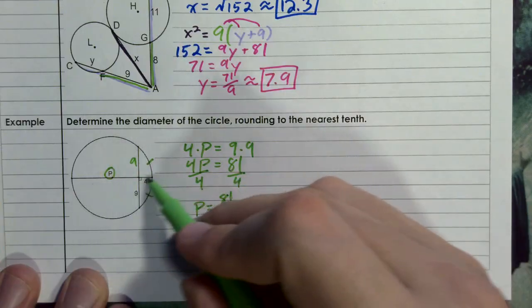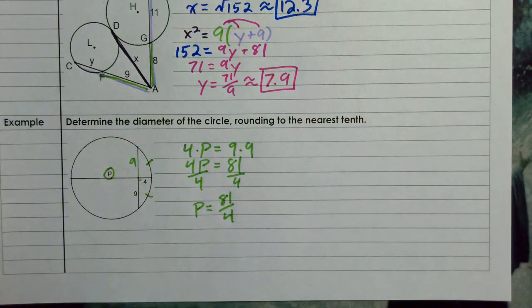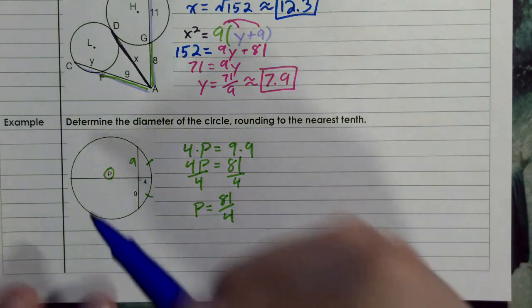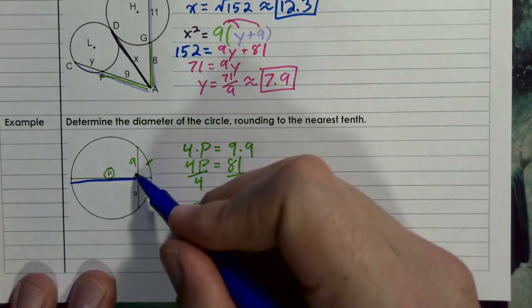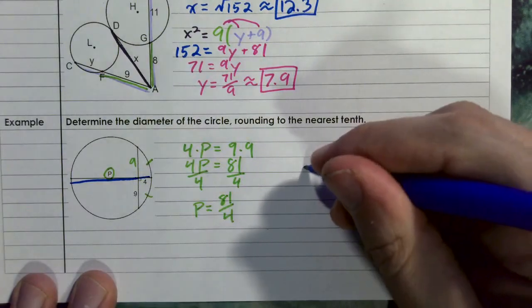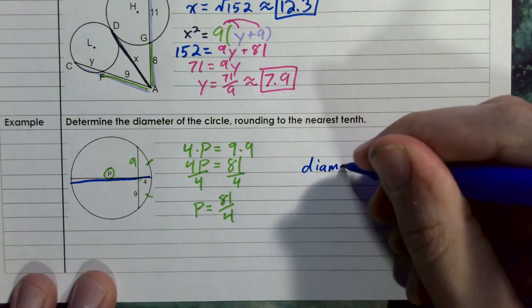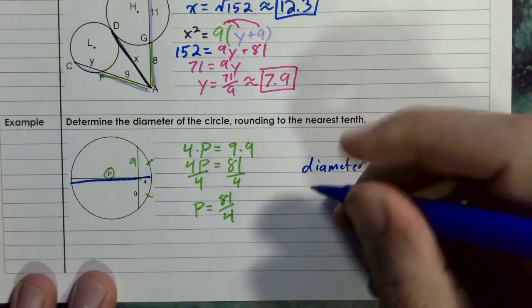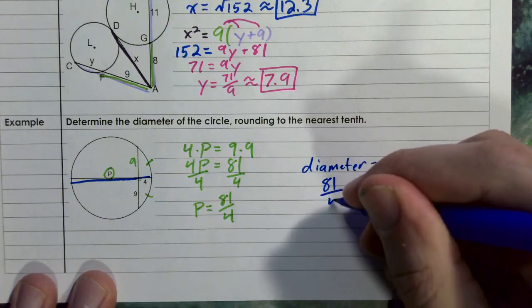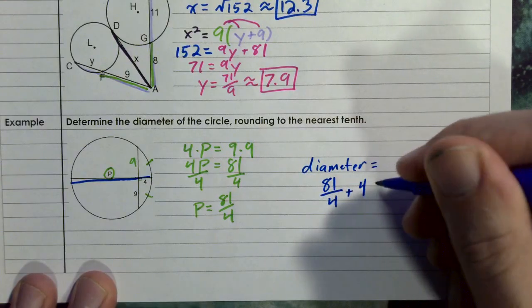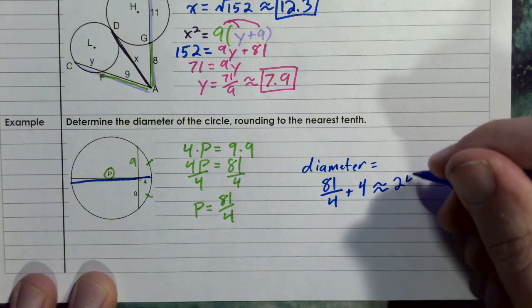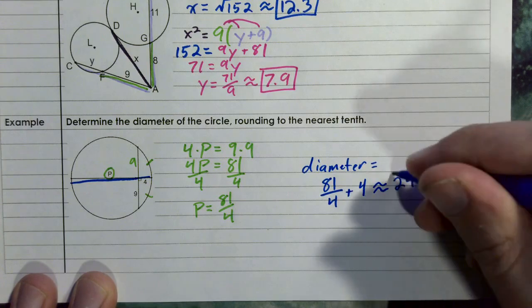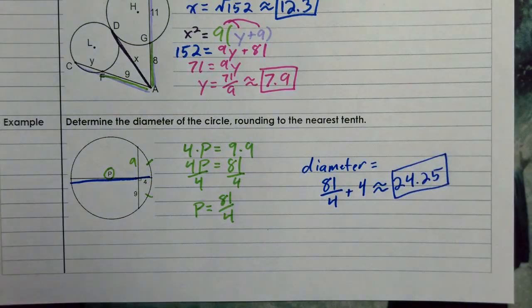But note, that's not the whole diameter. I want that whole diameter. And I just found this much of it with that 81 divided by 4. So we just got to add on 4. So the diameter equals 81 fourths plus 4. And so if I type that into my calculator, I get approximately 24.25 for my diameter. Great.